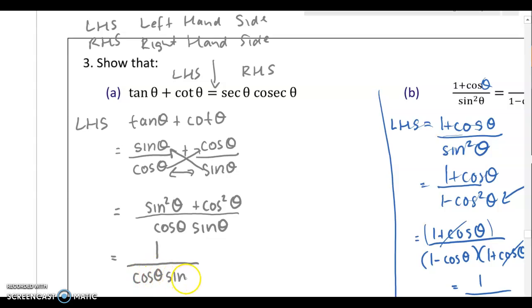But what we can do with our bottom line is think of it as two terms: 1 on cos theta times 1 on sine theta. It's exactly the same as the two terms together, but in splitting it up, it's a little bit easier to see that 1 on cos theta, think what that is. That's our sec theta. 1 on sine theta is cosec theta. So we are there.